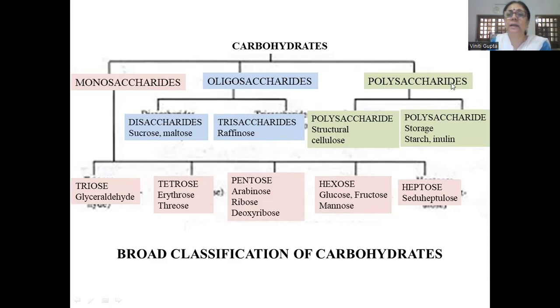The third category is the polysaccharide. A polysaccharide may be of 2 types. They may be structural or they may be storage. The purpose is different. The structural polysaccharide is cellulose, and starch and inulin are storage polysaccharides. So if we have monosaccharide units more than 10, then it becomes a polysaccharide. They are high molecular weight carbohydrates.